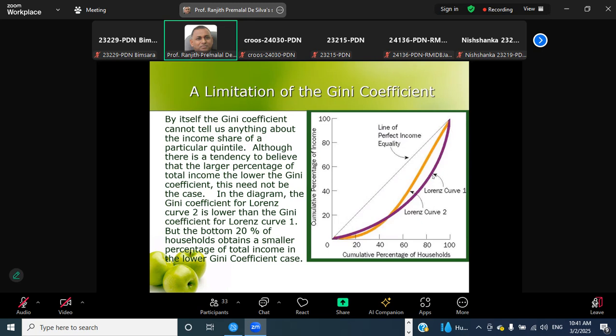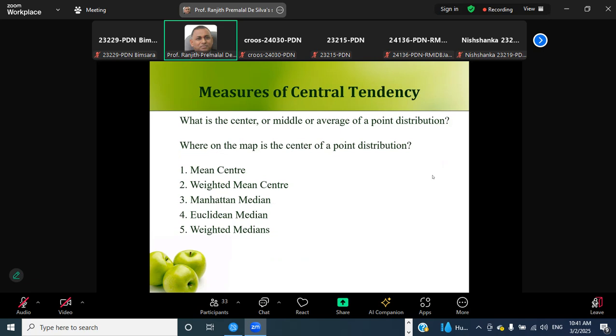Okay, if not, we'll move into the next topic, which is measures of central tendency. You have learned it in basic statistics: mean, mode, and median. But when it comes to spatial data, a set of spatial data which is identified by a pair of XY coordinates, we see how central tendency measures can be calculated.